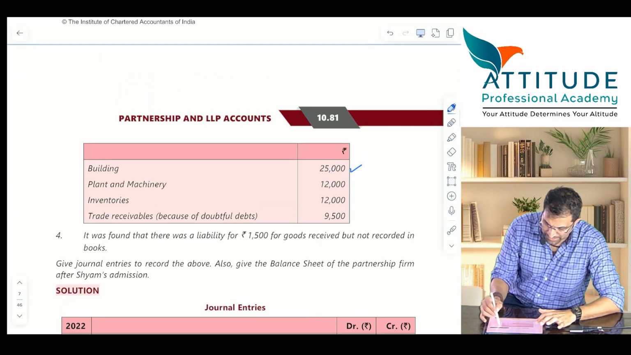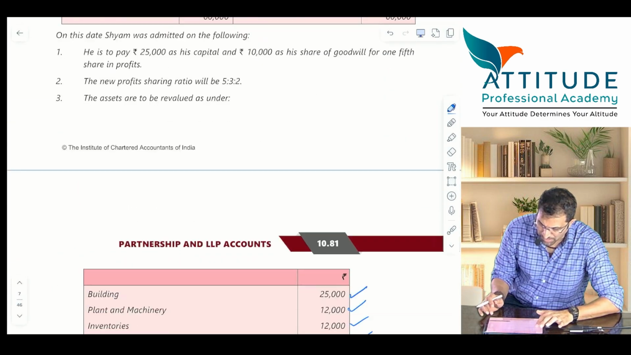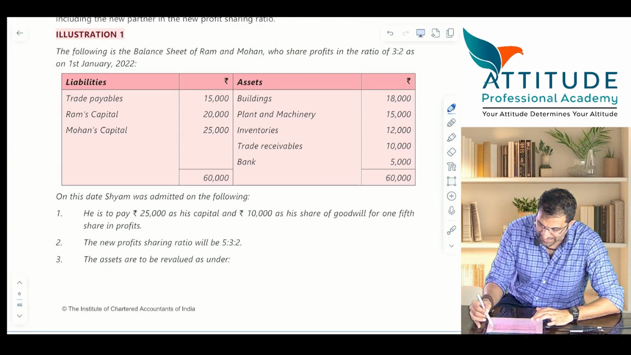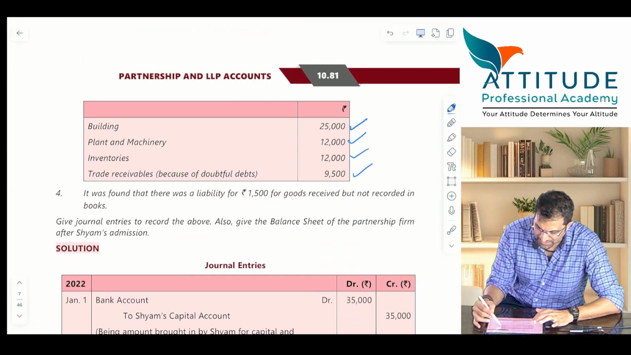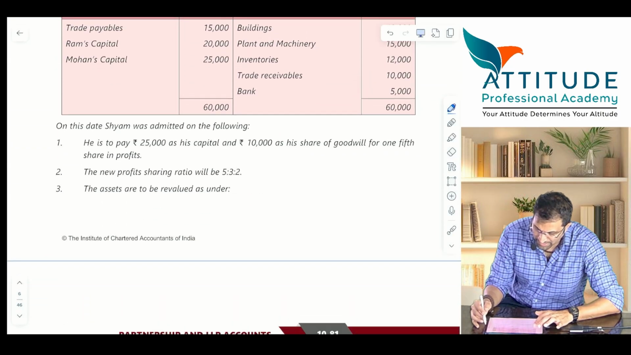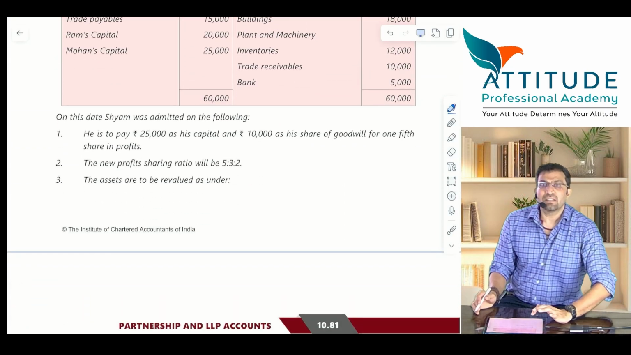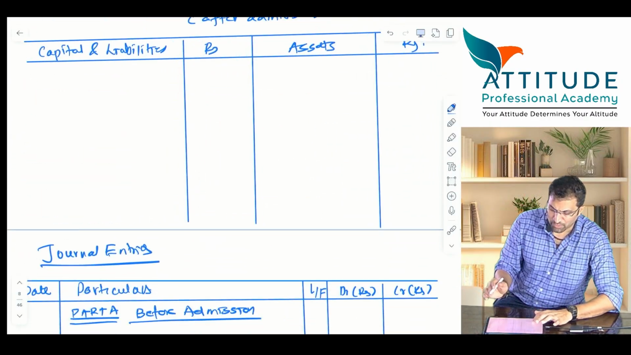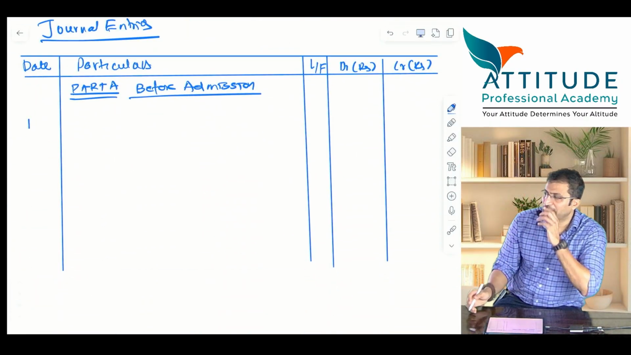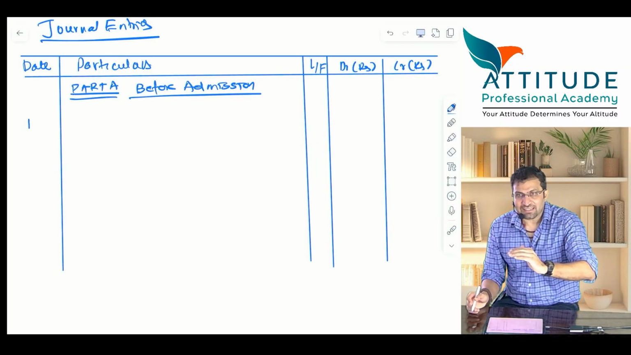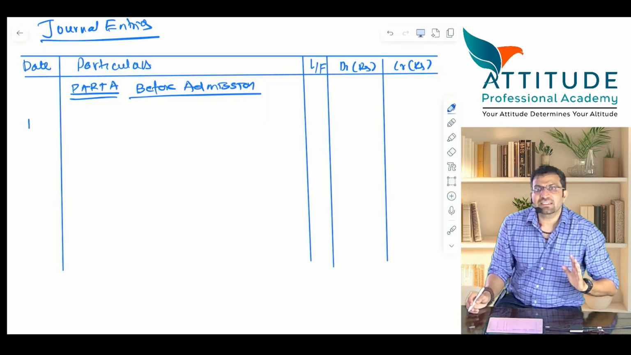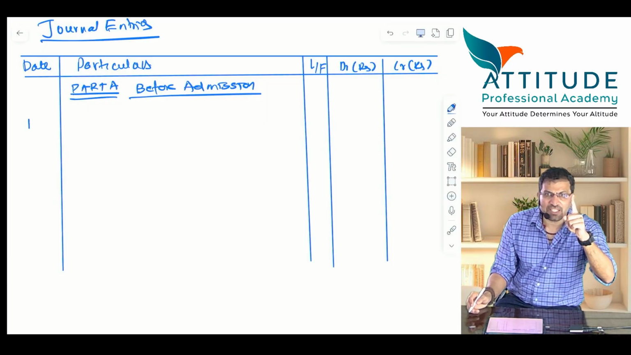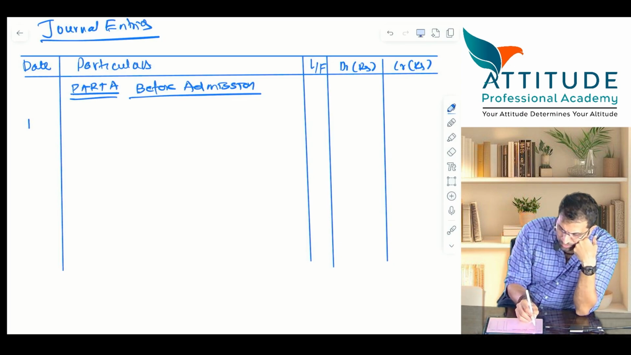Now revaluation, check where the revaluation is. Here building 25, machinery 12, inventory 12, trade receivables 9,500. Compare. Building 25 is appreciating, here it is 18,000, here 25. Appreciating by how much? 7. Machinery is depreciating by 3. Inventory same. Trade receivables depreciating. Is that clear? Now what you do is, I'll tell you, do you know how to pass the entry? All appreciating assets take at once. All depreciating assets take at once. Is that clear? Now we'll take appreciate. I think only one is appreciating. Which is that? Building. Tell the entry.